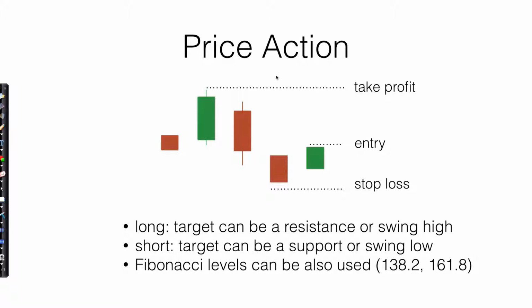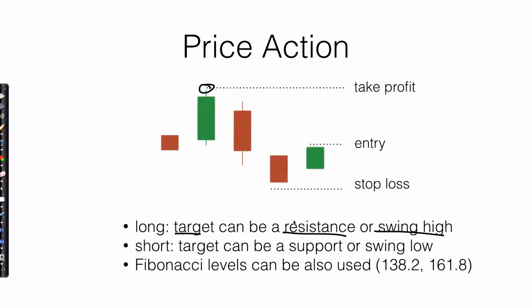But the idea is basically this one. You want to use not a fixed number that is good in every situation, but you want to adjust according to what you see. So if you are taking long trades, a target can be a resistance or a swing high. This was a swing high.